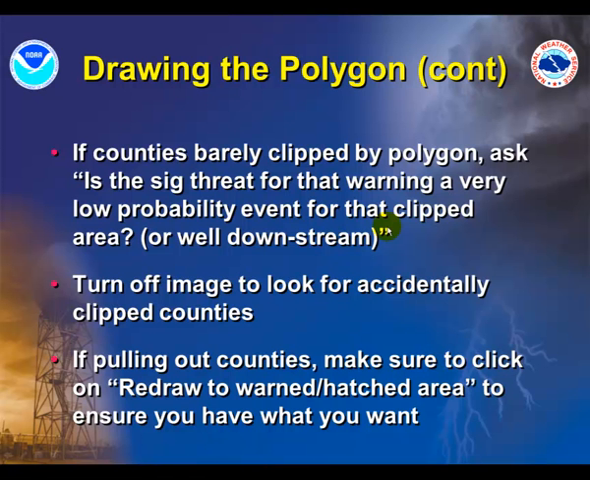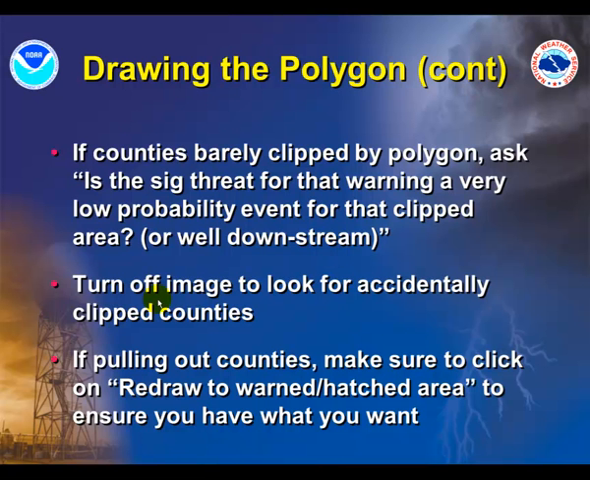And if you have counties that are barely clipped by the polygon, you have to ask yourself, is there a significant threat for that warning, or a very low probability event for that clipped area? And if the answer is the latter, or at least in the near future, is that clipped area well downstream, then maybe don't clip that county. Take care of it later if you need to when the certainty is greater, or don't clip it because you're warning tornado and you might get 1 inch hail, maybe barely, in that clipped area.